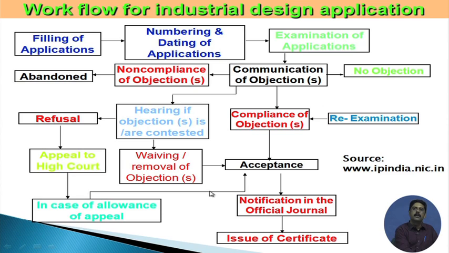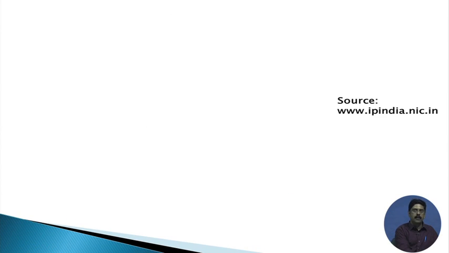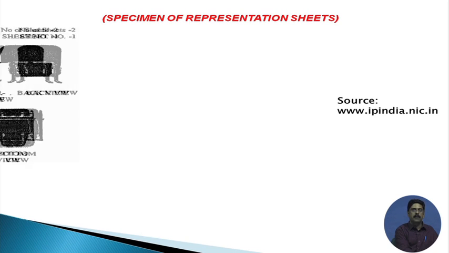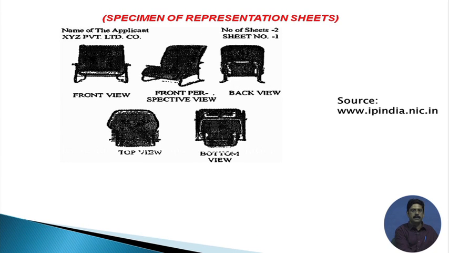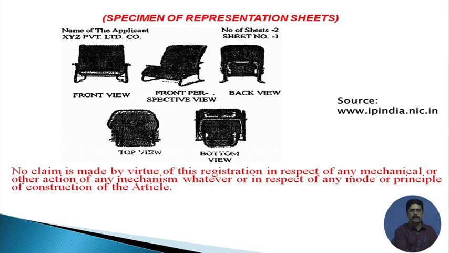So you understood the procedural part, and what procedure you have to adopt. Now I'll show you some specific representation. One important parameter here is the preparation of the representation sheet. Otherwise nothing. In patents we have to prepare a specification explaining the details of your invention, then claims, prior art, all sorts of things. Here nothing is required.